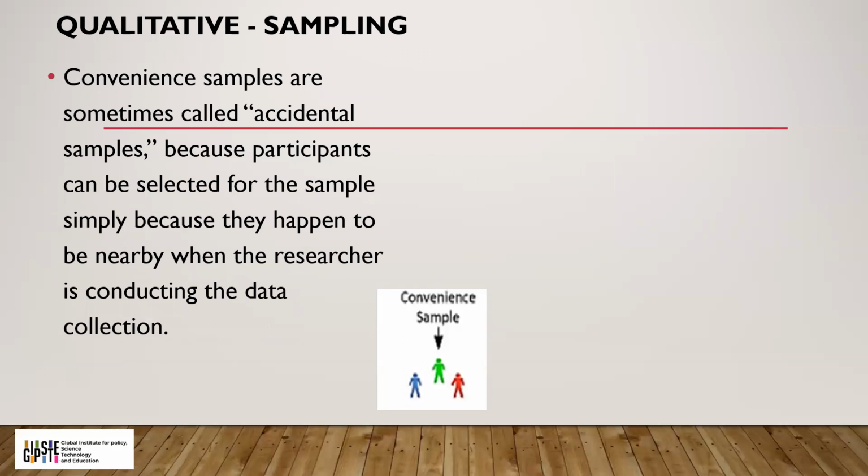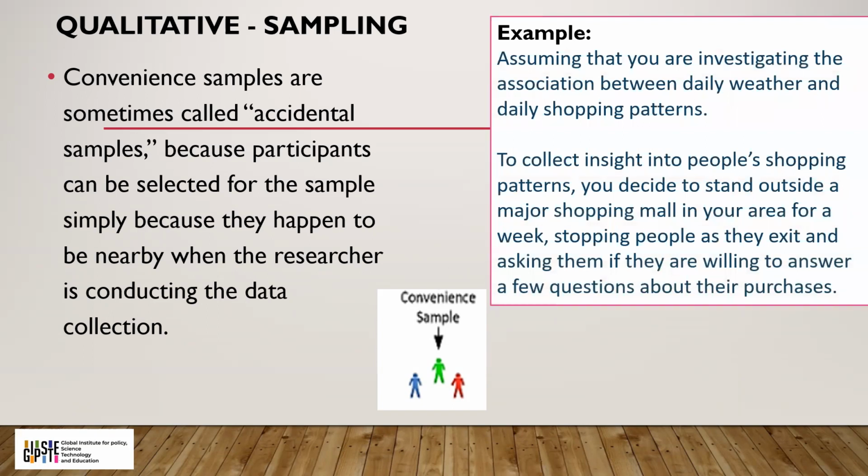Qualitative sampling, in terms of convenient, okay, that is non-probabilistic. Convenient samples are sometimes also called accidental samples, okay? Because participants can be selected simply because they happen to be nearby when the researcher is collecting the data, okay? Because at the time that you're collecting data, they were there and you decided to sample them. It's convenient, okay? It has a lot of sample biases.